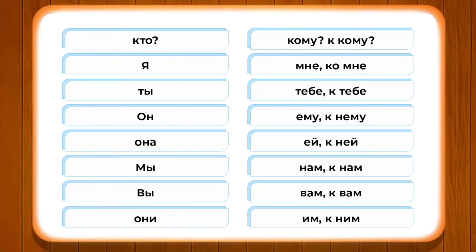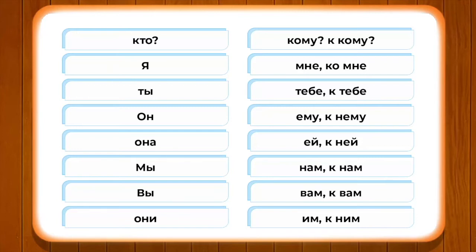So, the question is kamu: minye, chibie, yemu, ye, nam, vam, im. For kakamu, it would change into kominye, kachibie, kanimu, kanye, kanam, kavam and kanim. Whenever we have questions in the dative which have personal pronouns in them, then we use these expressions.